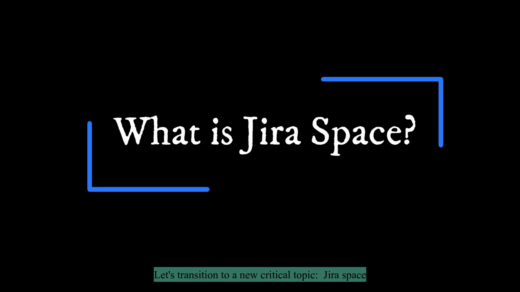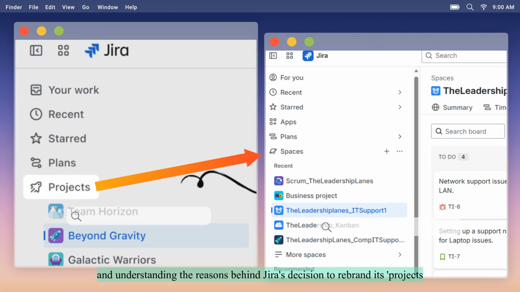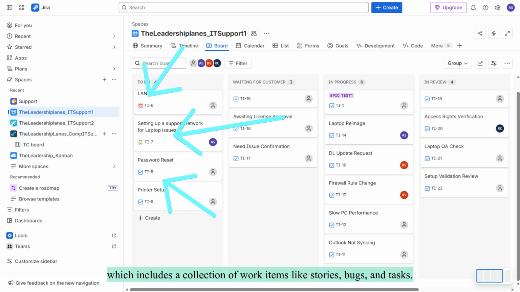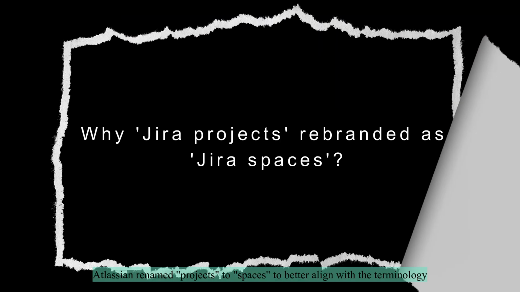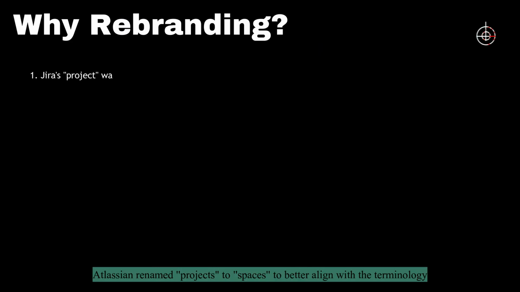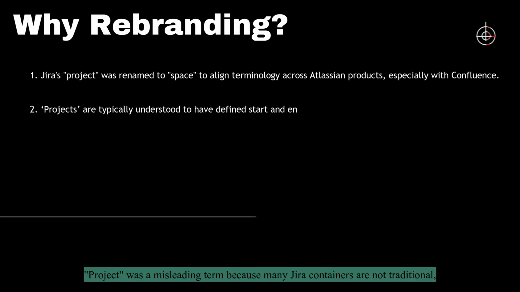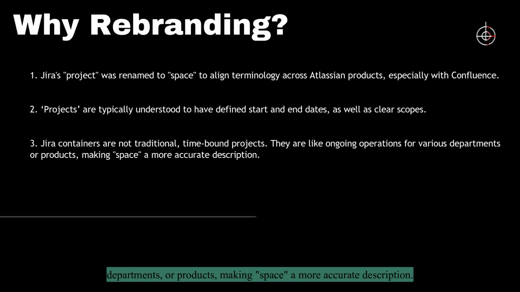Let's transition to a new critical topic, Jira Space, and understanding the reasons behind Jira's decision to rebrand its projects as spaces. A Jira Space is a container for tracking work, which includes a collection of work items like stories, bugs, and tasks. A Jira Space is the new name for a Jira project. Atlassian renamed projects to spaces to better align with the terminology used in their other products, like Confluence. Project was a misleading term because many Jira containers are not traditional time-bound projects. They're often used for ongoing work, departments, or products, making space a more accurate description.